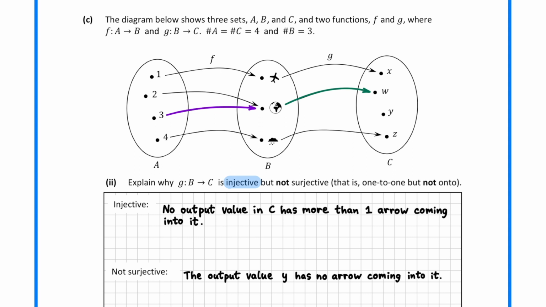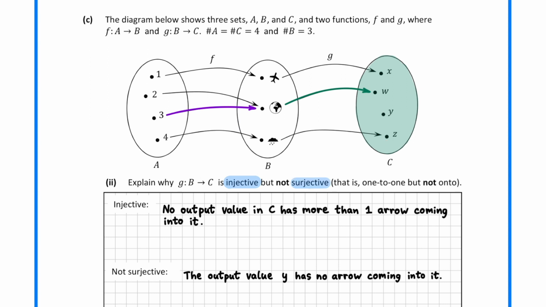A function is injective if no output value is mapped to more than once. For the function g, the output values correspond to the set C. Since no output value in C has more than one arrow coming in, g is injective.